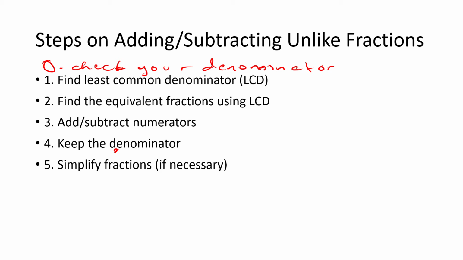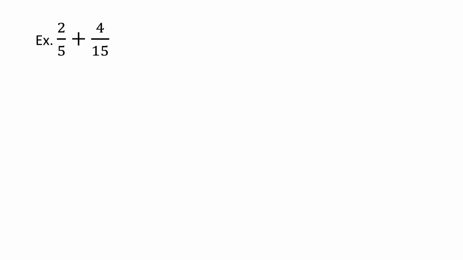The next part is we find the equivalent fractions using the LCD. The third step is we add or subtract the numerators. The fifth step is keep the denominator the same. And then simplify the fraction. So let's do an example.